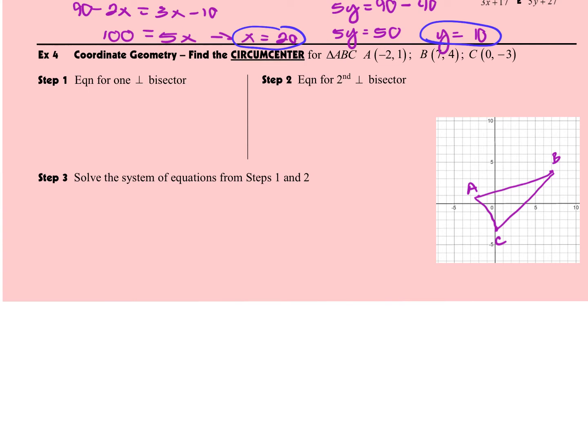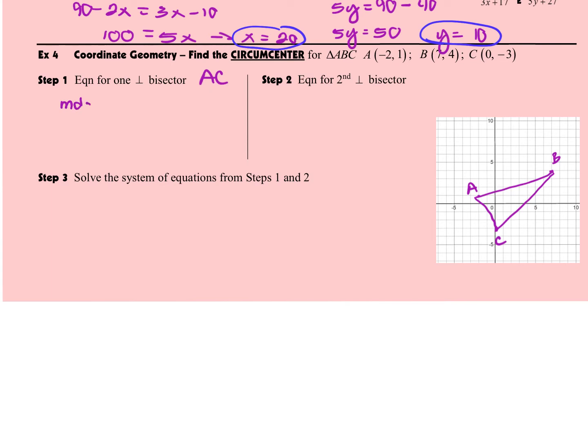Now, what we're going to do is we need to find the intersection of two perpendicular bisectors. So we're going to write the equation for a perpendicular bisector. It doesn't matter which one you do, but it is good for you to think through which one you're going to do. So for example, I'm going to write the equation for the perpendicular bisector of segment AC. That means that I need to find the midpoint of segment AC. So I'm going to first find my midpoint.